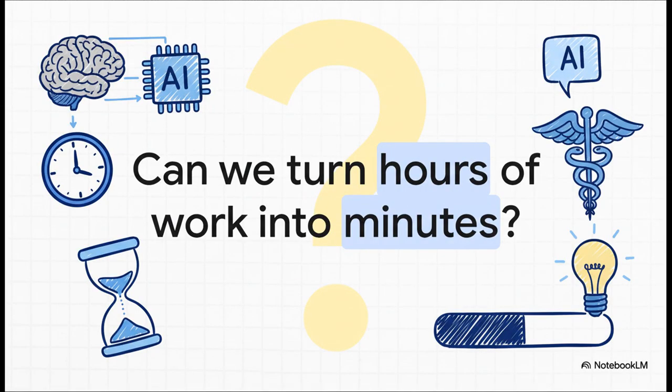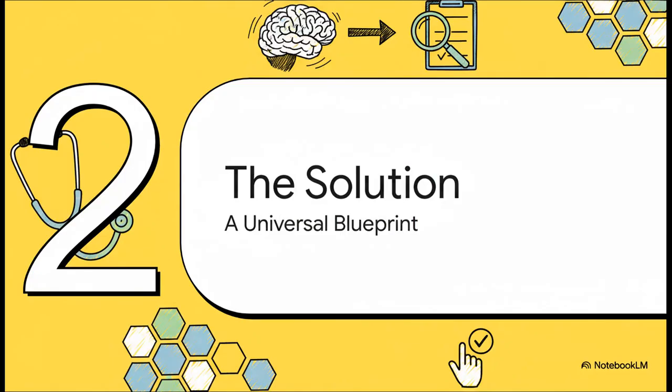So, this brings us to the big question. Is there a way to fundamentally change this? Can we actually take a process that eats up hours of our day and shrink it down to just a few minutes, all without sacrificing any quality or safety? Well, the answer is a resounding yes. And it all starts with this idea: a universal treatment plan prompt. Just think of this as your foundational blueprint, like a structured template that you can adapt to pretty much any clinical scenario to get a fantastic, comprehensive first draft from your AI assistant.